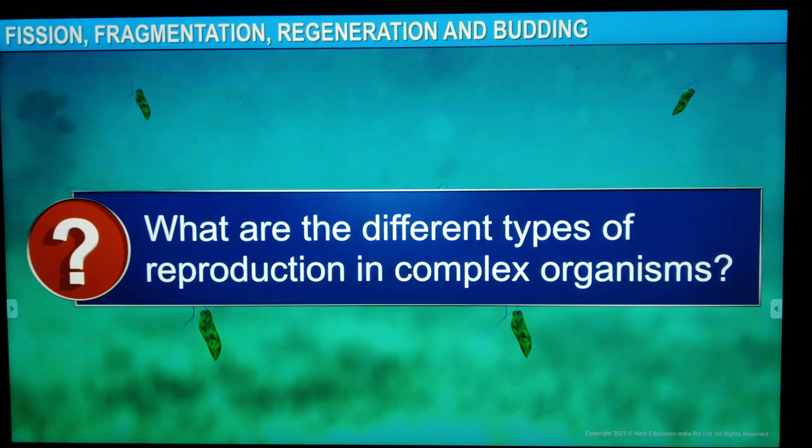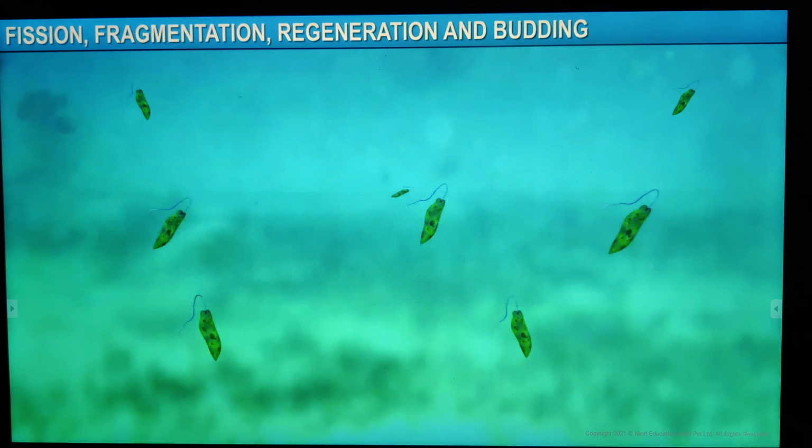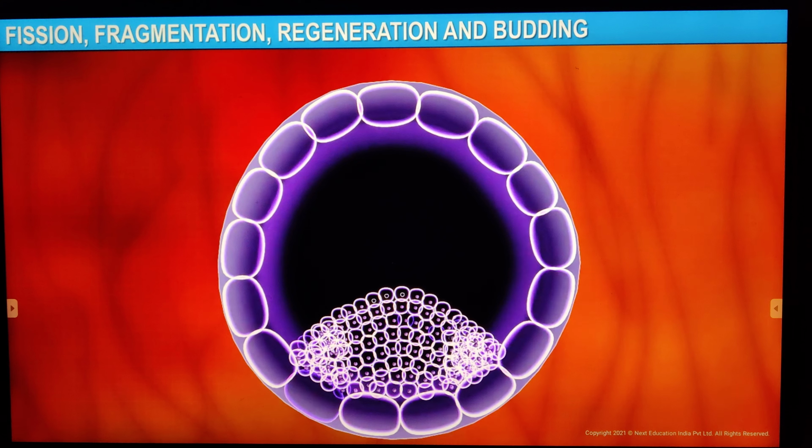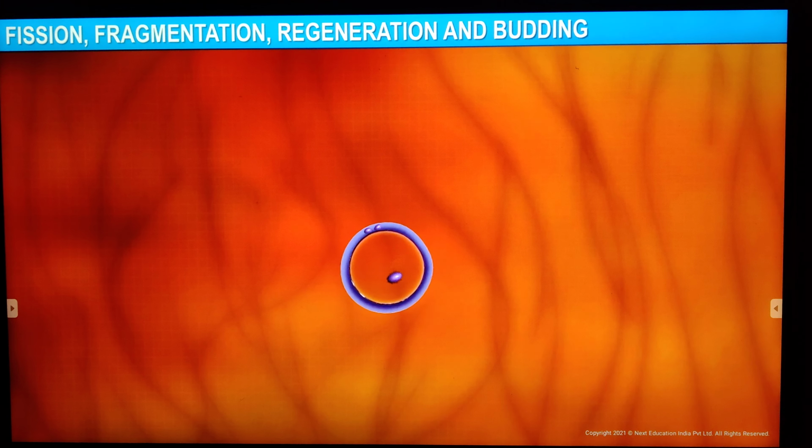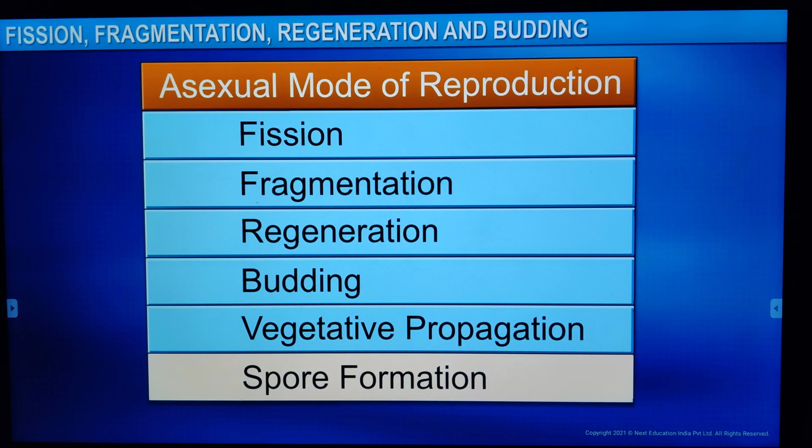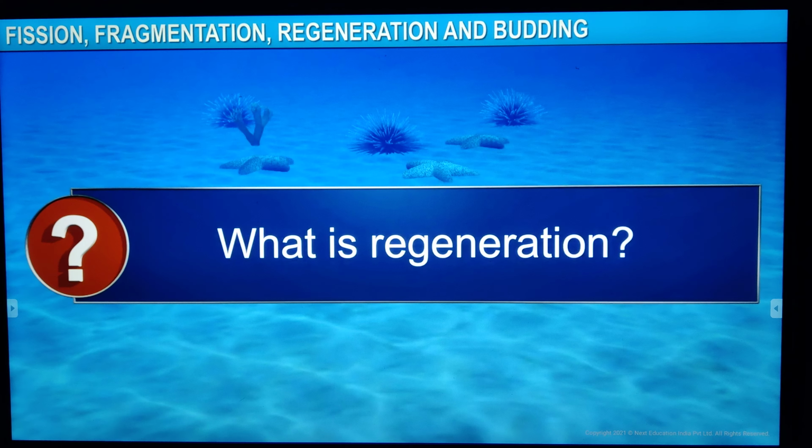What are the different types of reproduction in complex organisms? Multicellular organisms use more complex ways of reproduction. There is typically a single cell type in the organism that is capable of growing, multiplying, and creating other cell types under appropriate conditions. This can happen through regeneration, budding, vegetative propagation, and spore formation. What is regeneration?